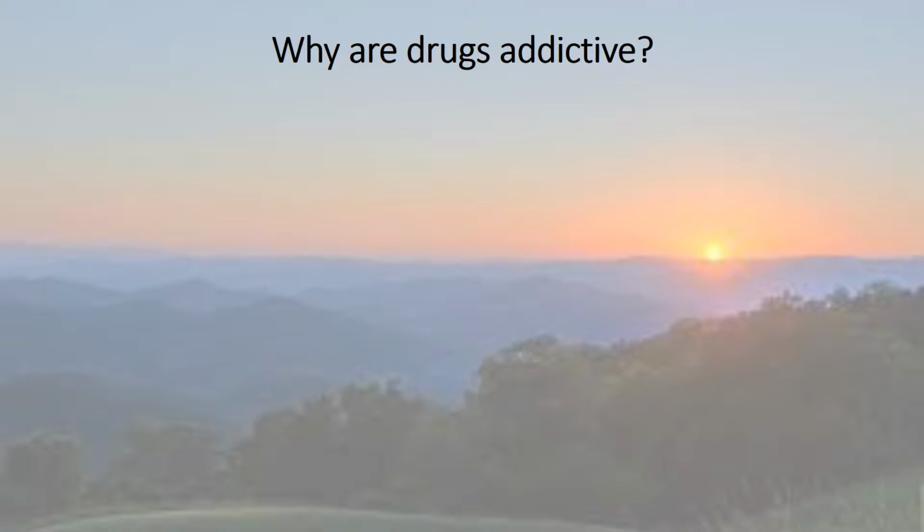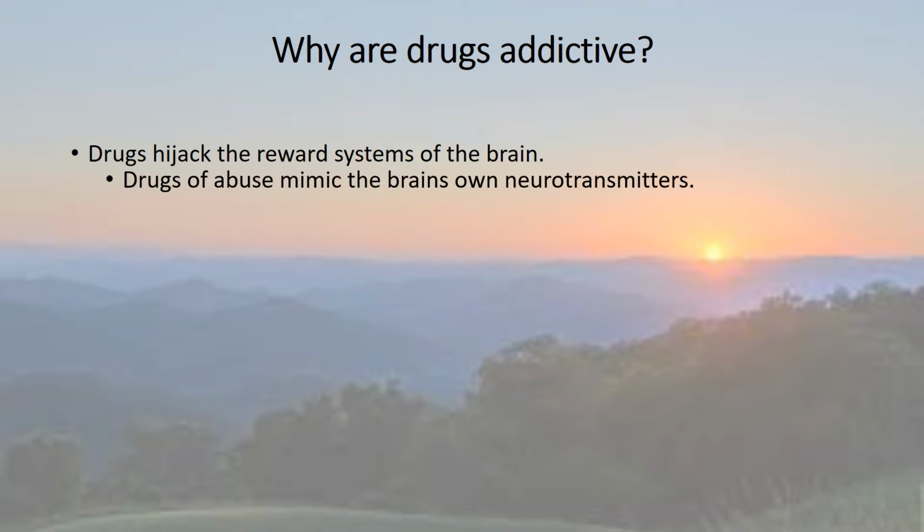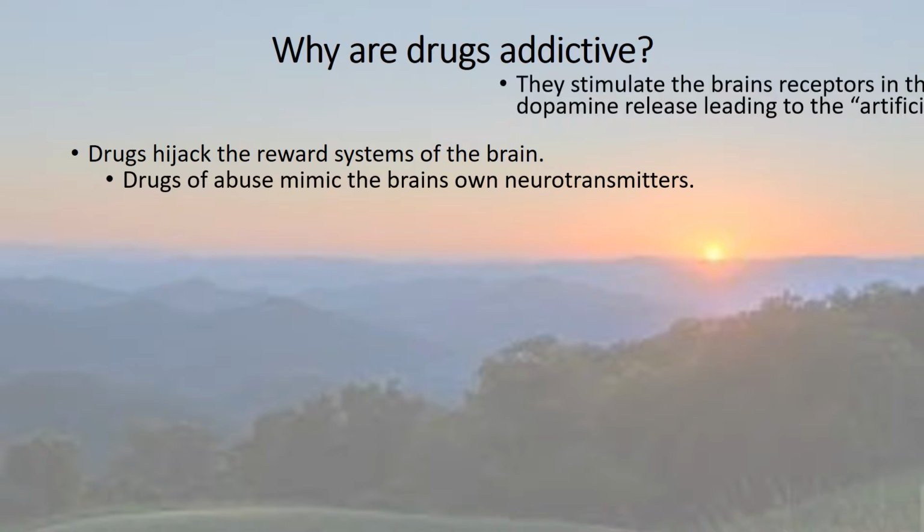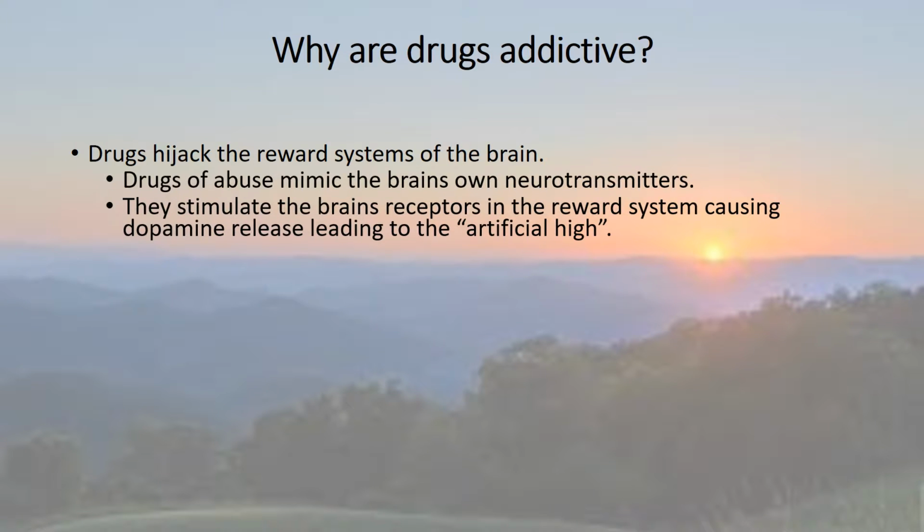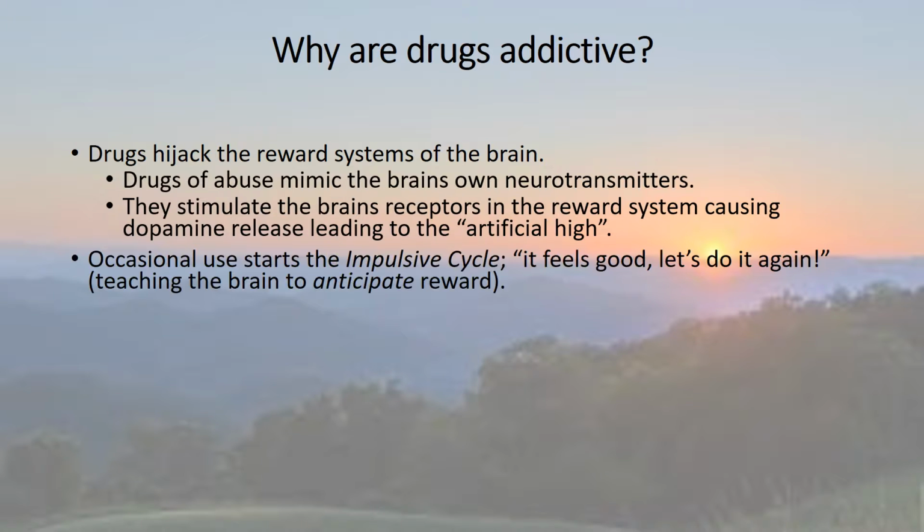Drugs hijack the reward system of the brain. Drugs of abuse mimic the brain's own neurotransmitters. They stimulate the brain's receptors in the reward system, causing dopamine release, leading to the artificial high. Occasional use starts the impulsive cycle. It feels good, let's do it again, teaching the brain to anticipate reward. This leads to the compulsive cycle. Repeated exposure leads to craving, to brain adaptation, neuroplasticity, and repeated use.